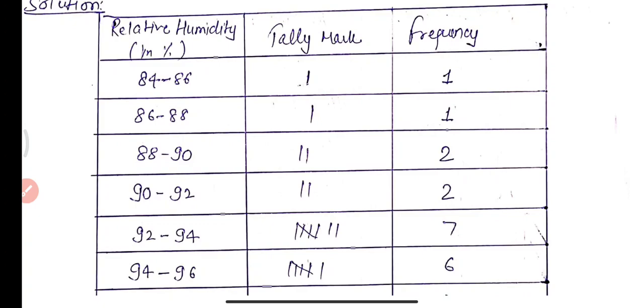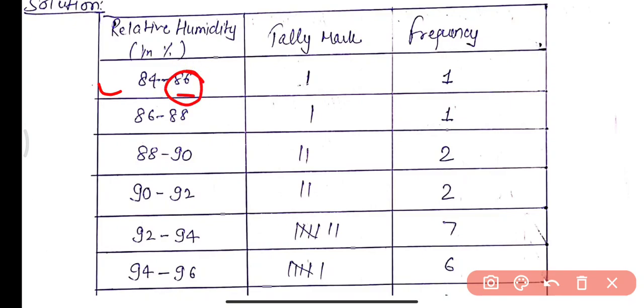So 84 to 86% relative humidity में से हमारे पास कितने दिन हैं? ऐसे दिन हमारे पास एक दिन है जब relative humidity क्या है, 84 to 86 के बीच में है. So देखिए, relative humidity क्या है, equal to 84 and more than 84 but less than 86. As you know, 86 is not included here. So 86 कहाँ है? आपके second class interval में include होगा. So 86 to 88 there is one day. Similarly 88 to 90 there are 2 days when the relative humidity is between 88 to 90%.